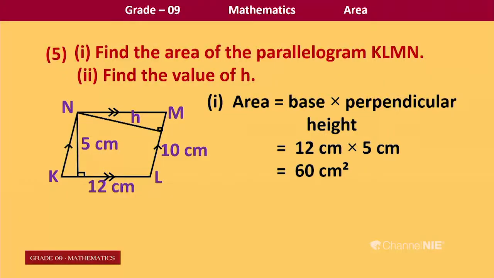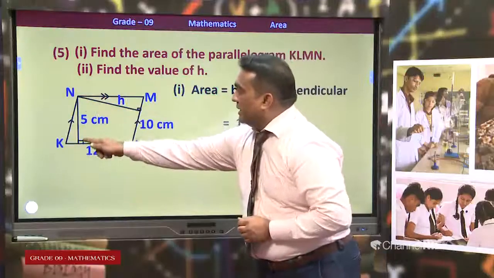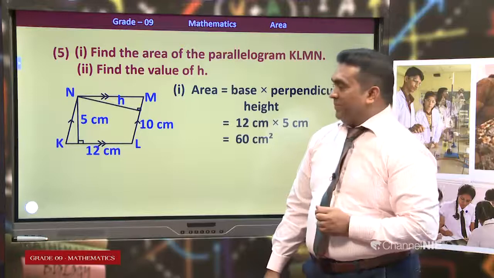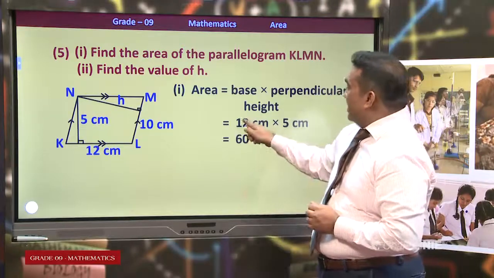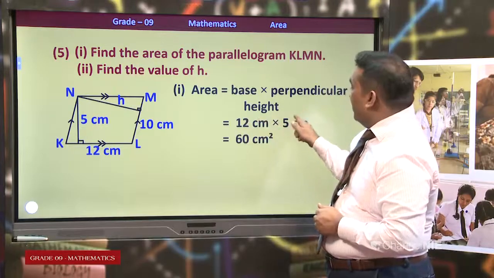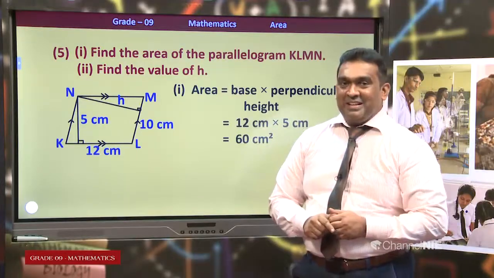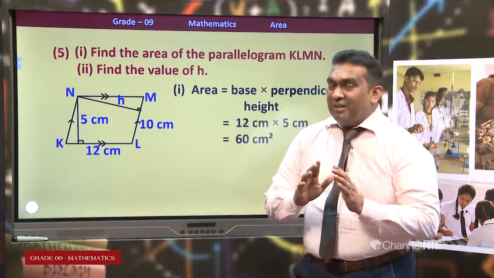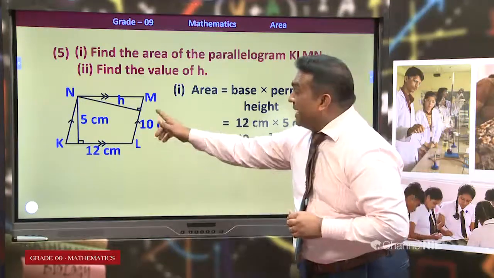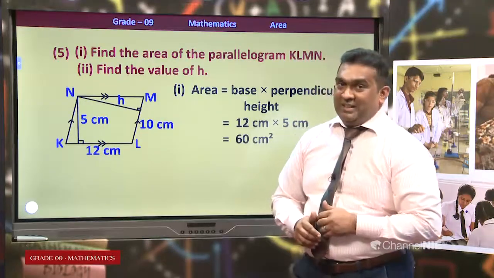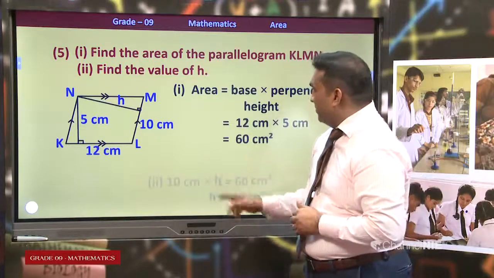Area equals base into perpendicular height. Base is 12 centimeter, perpendicular height is 5. Then 12 multiplied by 5, 60 square centimeters. Now there is another base and perpendicular height. We will see.